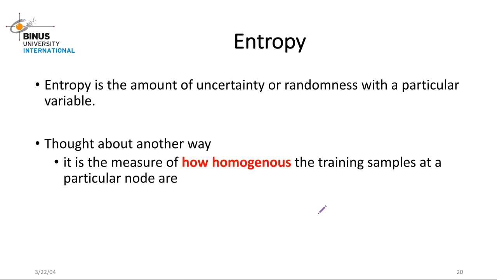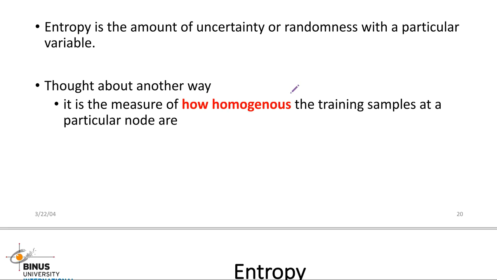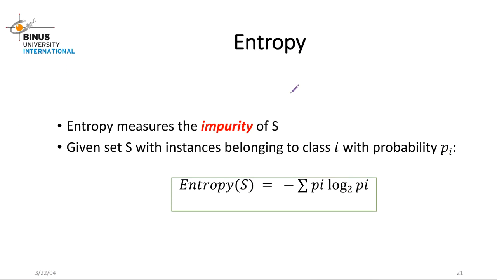First, about the entropy. Entropy is the amount of uncertainty or randomness in a particular variable. Thought about another way, it is also the measure of how homogeneous the training samples at a particular node are. This is the formula to calculate the entropy. Basically, entropy measures the impurity of a set. Entropy of S equals minus the sum of the probability multiplied by log base 2 of the same probability.